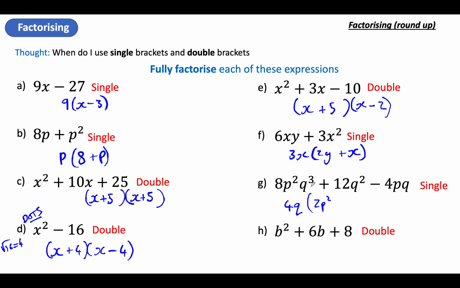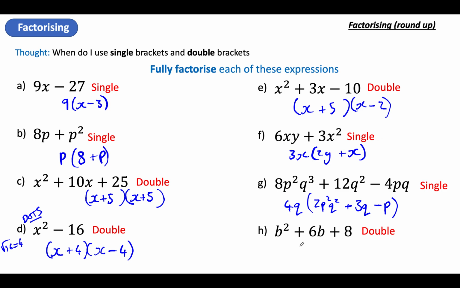Q cubed, easy for you to say. I've got 1, so I need another 2, so q squared. Okay. Now I need 12, so I times it by 3. I've got q, but I need q squared, so I need another one to make the two of them. Then I need 4. I've already got 4. I've already got a q. I just need that missing p.